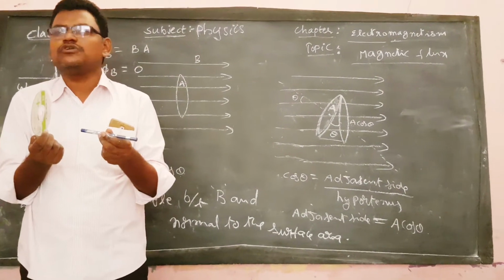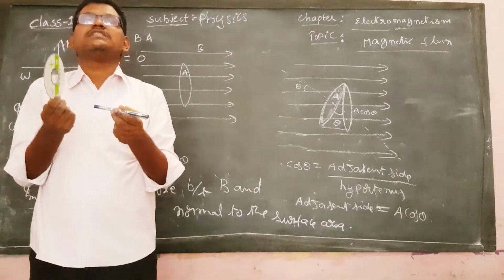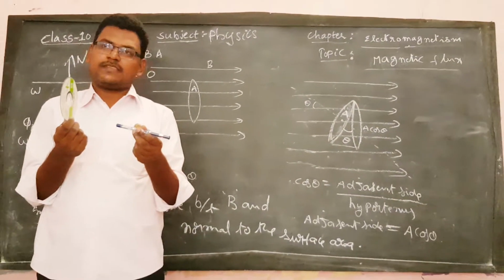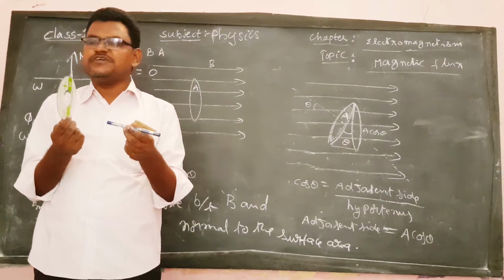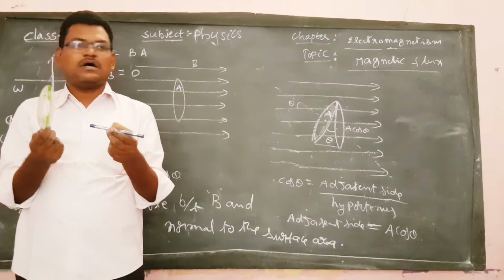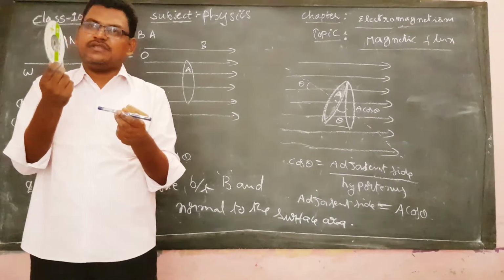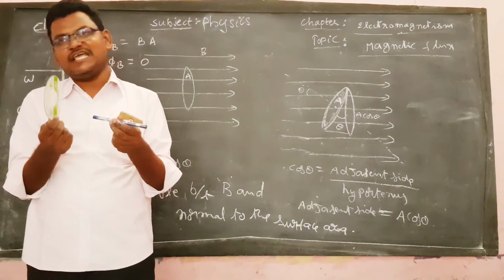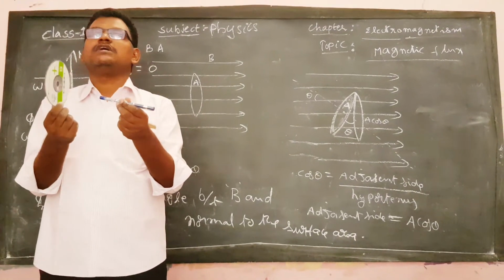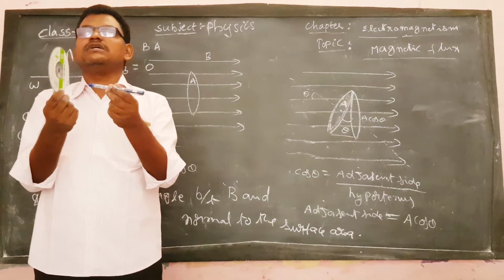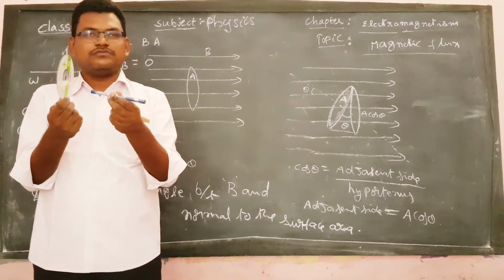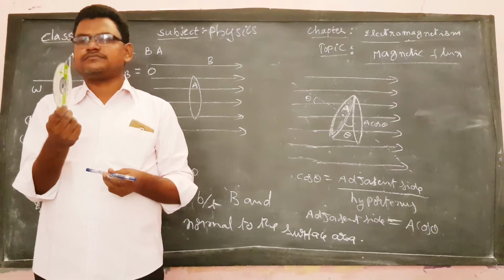When theta is equal to 0, it means the surface area is perpendicular to the magnetic field. Suppose we say the surface area is perpendicular to the magnetic field, or the angle between magnetic field and normal to the surface area is 0, both are the same. The magnetic flux is a maximum in this orientation of the surface area with the magnetic field.